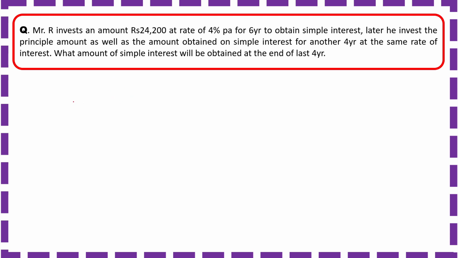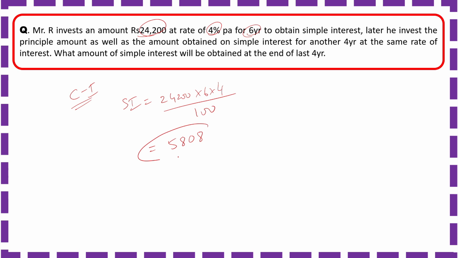In case 1, we have a principal of 24,200 and rate of interest as 4% and time period as 6 years. So what is simple interest? Simple interest is PNR by 100, that is 24,200 into 6 into 4 by 100. So simple interest will be 5,808. This is the simple interest for the first case.